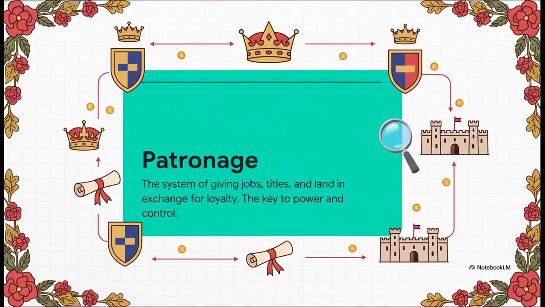Right, so a crucial word you've got to know is patronage. Just think of it like the political currency of the time. Elizabeth couldn't rule by herself, right? She needed this whole network of powerful people to be loyal to her. So by giving out fancy jobs, titles, and huge chunks of land, she was basically buying their support. Getting this system right was absolutely key to staying in control.